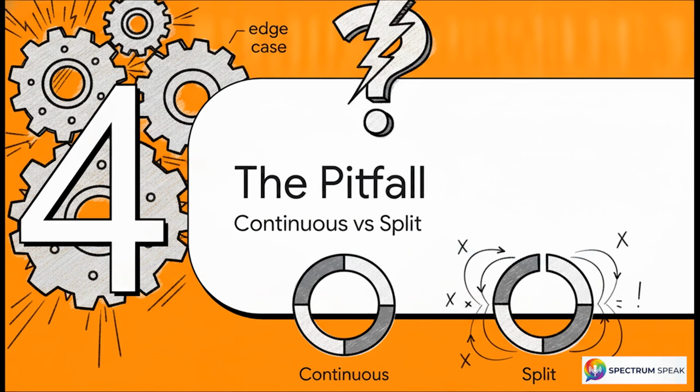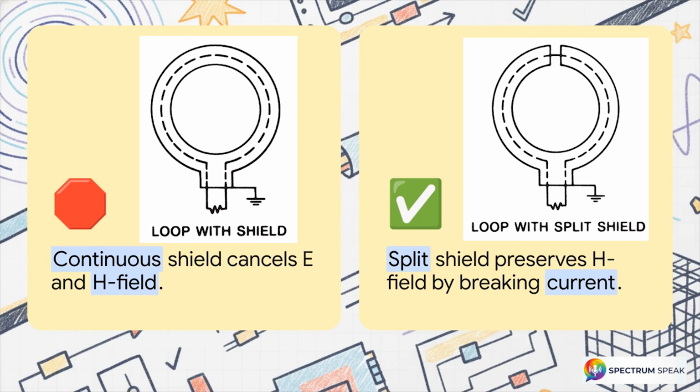Up next is Section 4, the pitfall, continuous versus split shields. All right, this brings us to the big gotcha section. We've just established exactly how shields work mathematically, but here is the exact physical edge case and the glaring error that consistently trips up junior engineers when they're trying to design shielded magnetic loops.